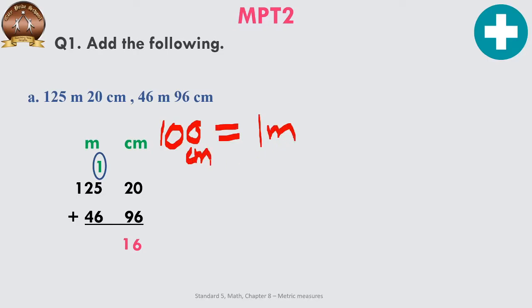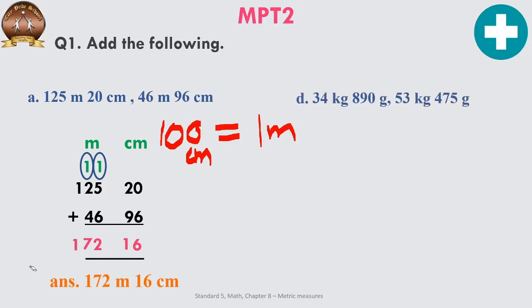Now 5 plus 1 plus 6 is 12. So 1 carried and 2 down. 1 plus 2 plus 4, 7 and the 1 comes like this. So the answer becomes 172 meter and 16 centimeter. Now let us see another question.